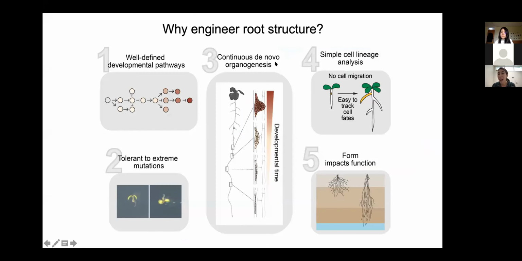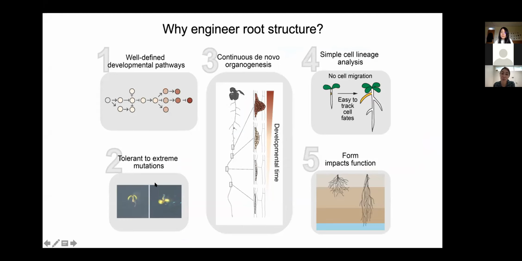Okay, so I, as a postdoc, have been focused on engineering root structure. And you may be wondering, like, why would you start with root structure? Well, there's a bunch of reasons, and I just want to lay them out for you really quickly. First, the developmental pathways that govern root growth are exceptionally well defined. This means that I have an idea of what genes I would need to tune up and tune down the expression of, and in what tissues, in order to have a specific effect on root structure.